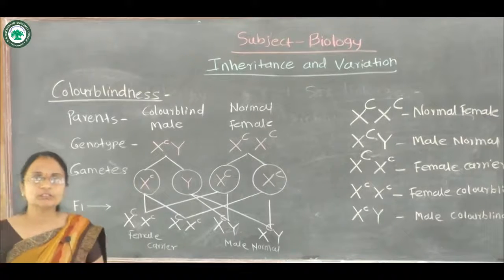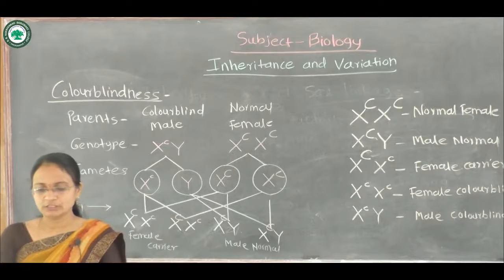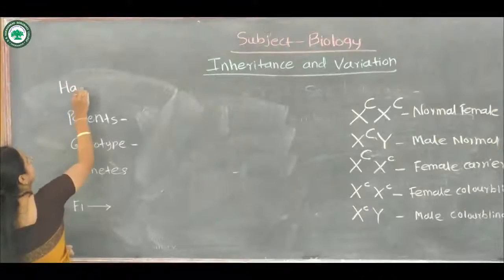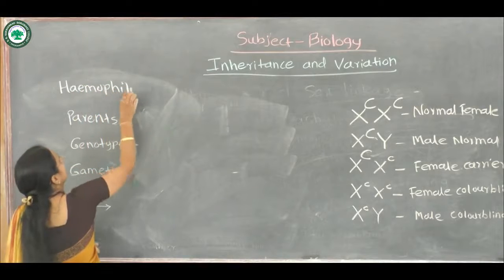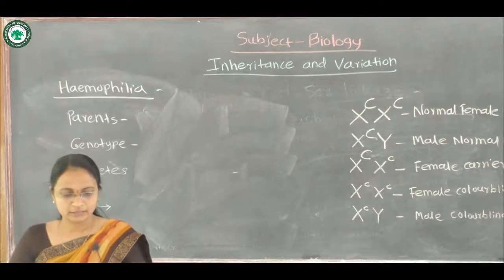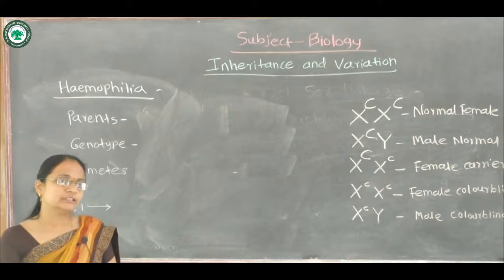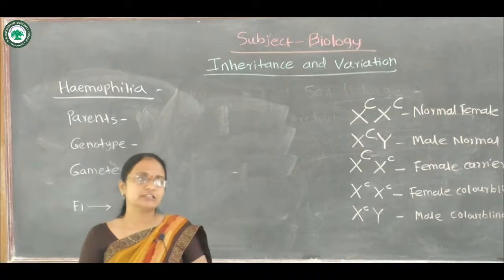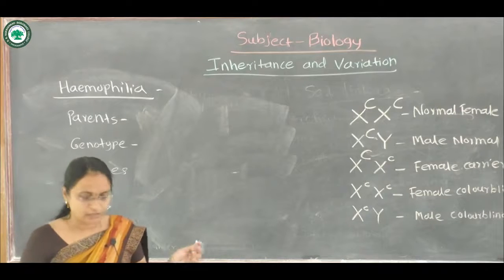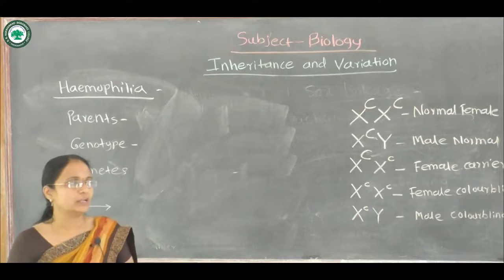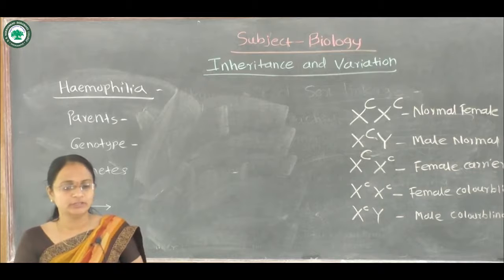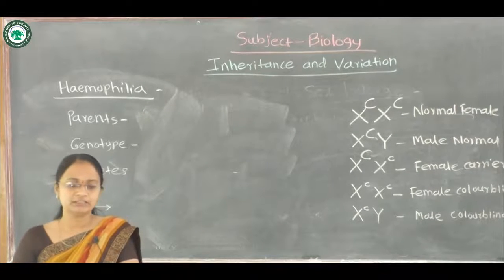Okay, this is about color blindness. Now come to the next disorder, that is hemophilia. Hemophilia is also known as a bleeder's disease. In this case, the person who carries the recessive gene responsible for hemophilia is unable to clot the blood. When any type of injury occurs, these persons are unable to clot the blood, and that is known as a bleeder's disease.